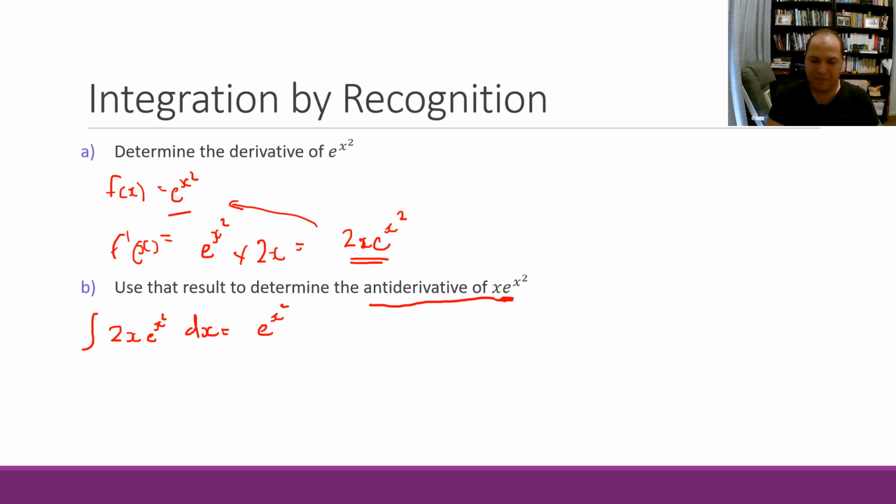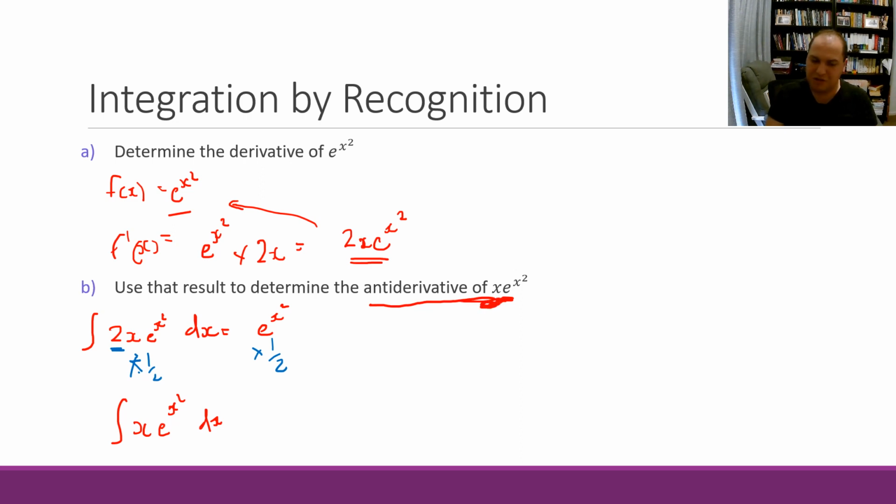This is looking pretty good, because we need to find the antiderivative of x e to the x squared. At the moment, we've got the antiderivative of 2x e to the x squared. So what we're going to do is multiply both sides by half. The 2 times half will just be 1, so the left-hand side will end up being the integral of x e to the x squared dx, which is what I wanted up here.